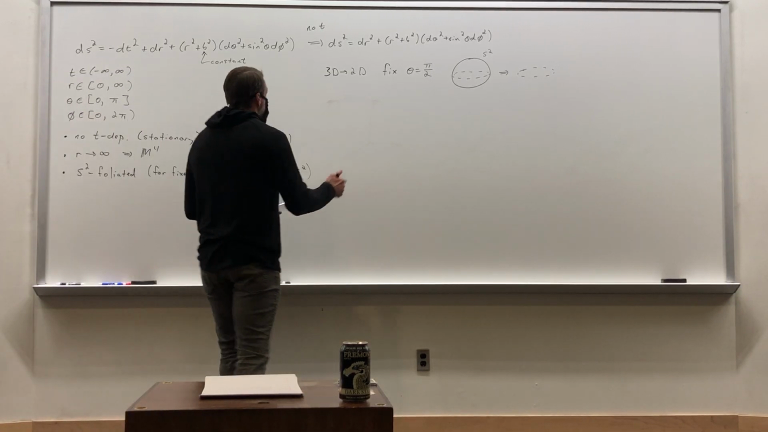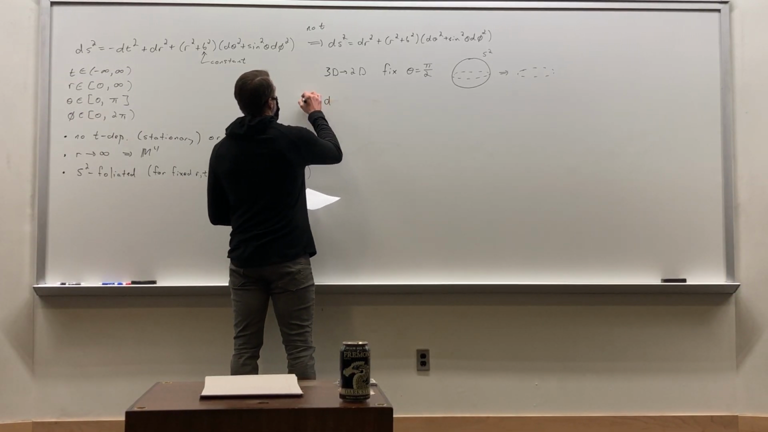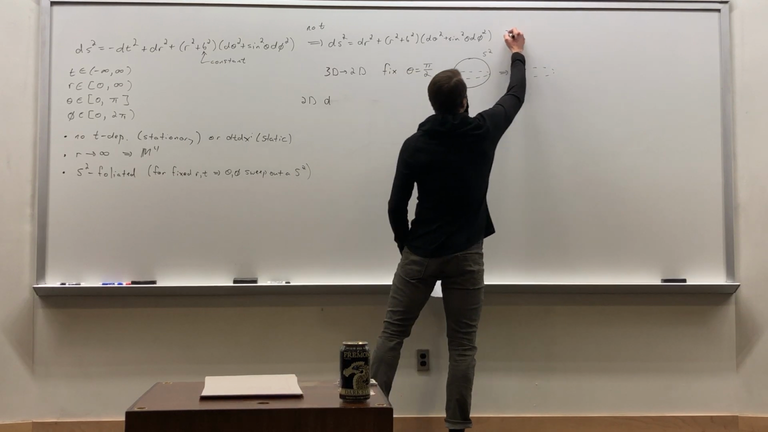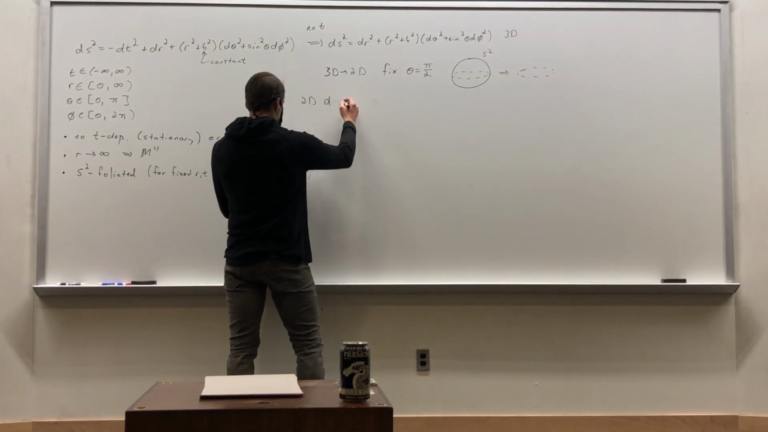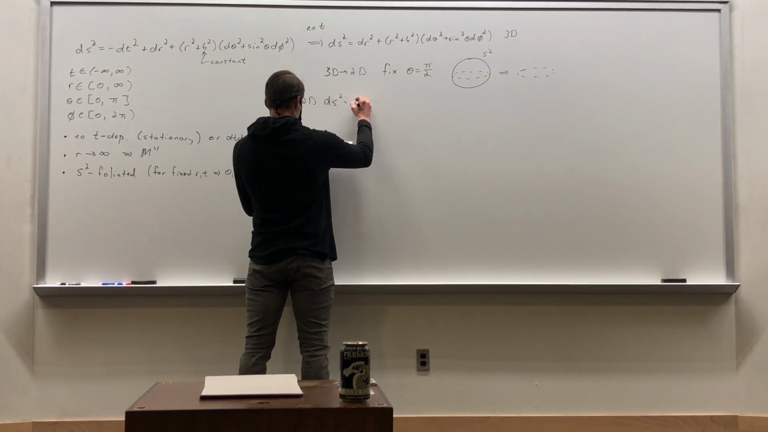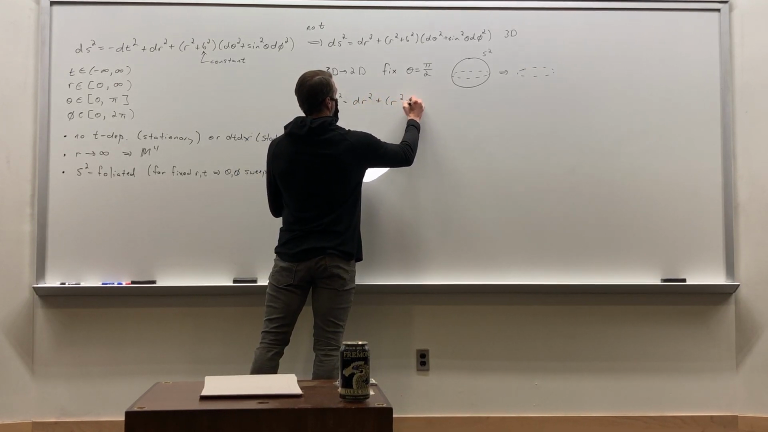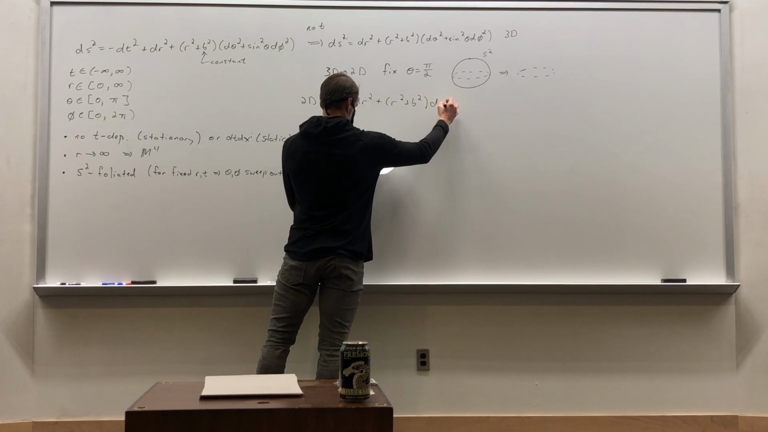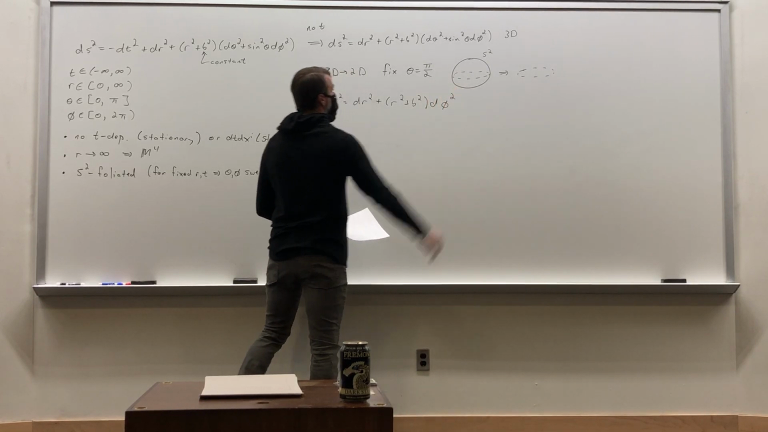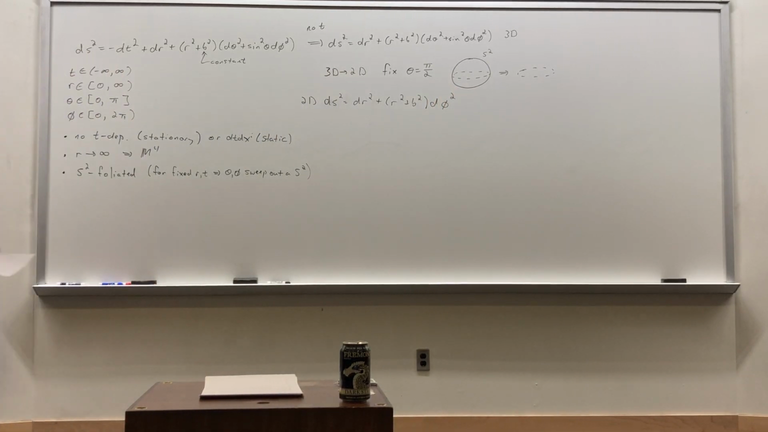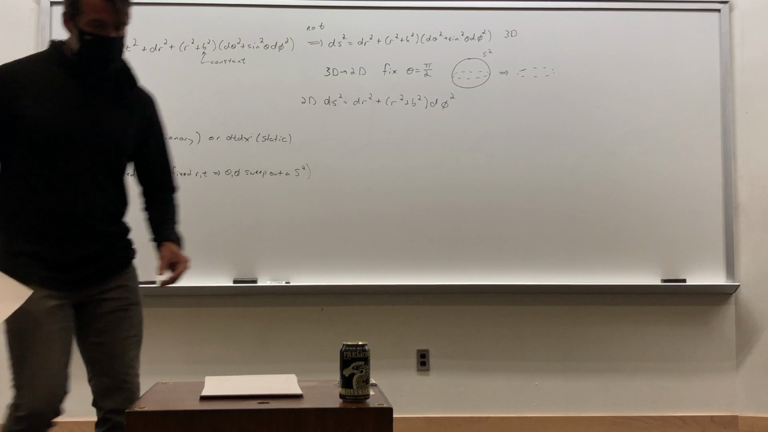Now, if we do this, then our two-dimensional version of this geometry becomes ds squared is dr squared plus (r squared plus b squared) d phi squared. Okay? So now we've got a two-dimensional geometry which we might be able to illustrate.